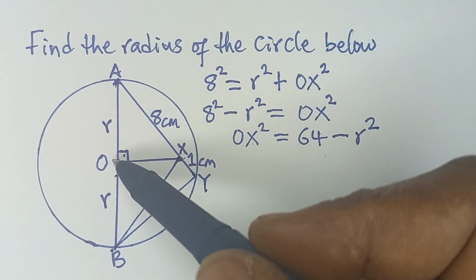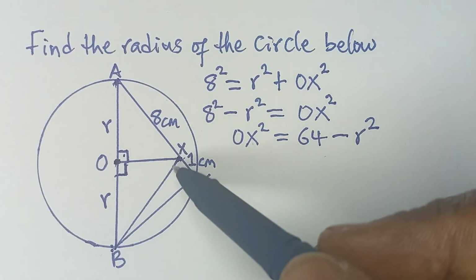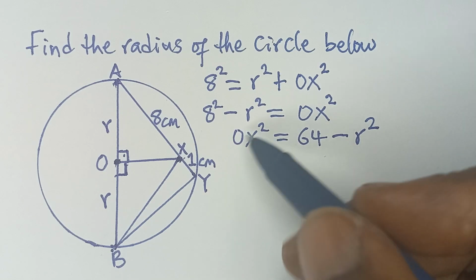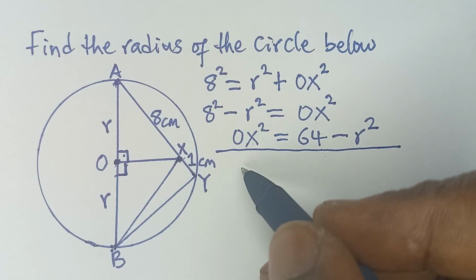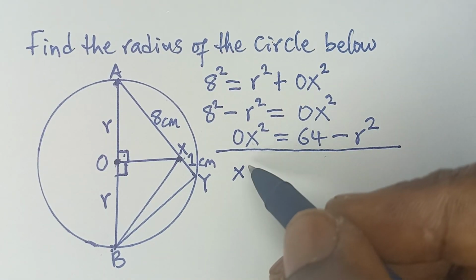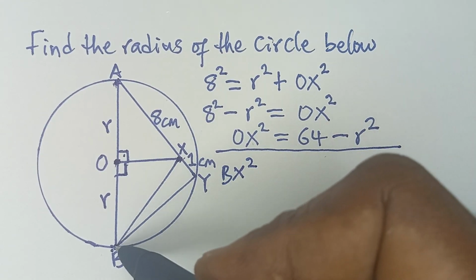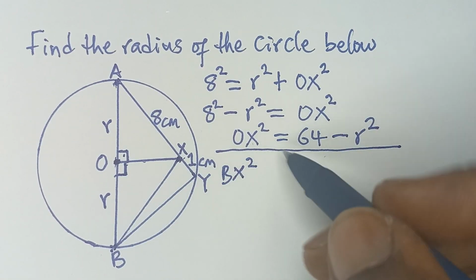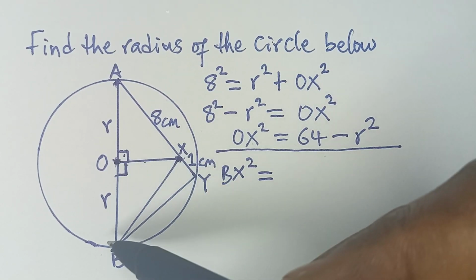So I'm going to use triangle OXB now. And don't forget, the longest side is XB. So I'm going to start with that part, squaring the longest side. Let me rule a line here to show that that portion is there. So I'm going to say BX. BX squared, that is the length of the hypotenuse now. Don't forget we're using this right angle triangle. So BX squared is equal to the sum of the squares of the other two sides.